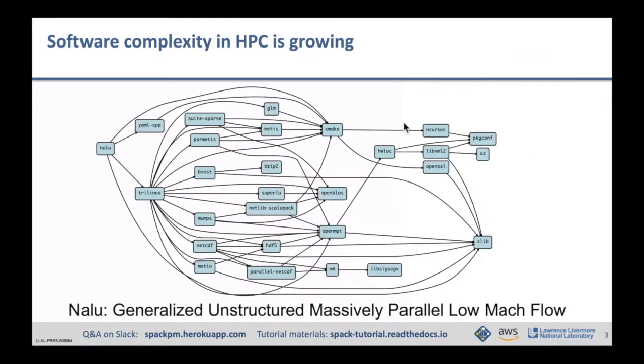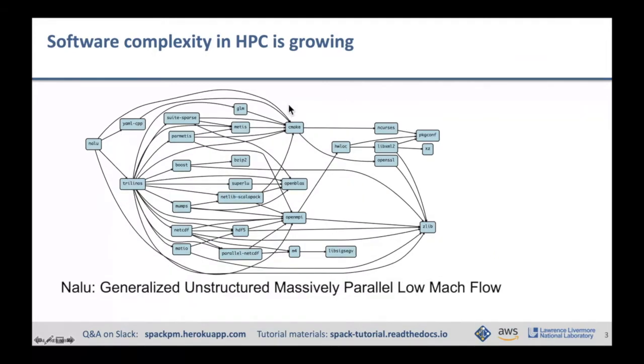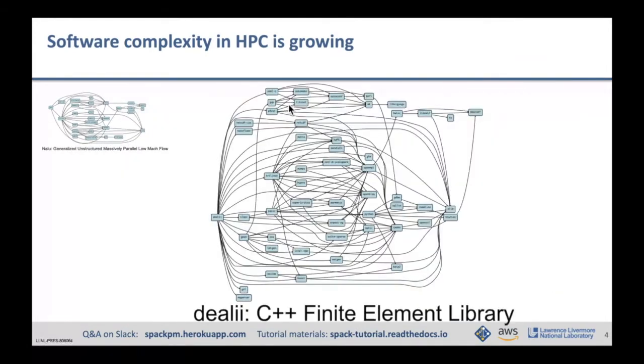If you look at a typical HPC app, this is NALU, a generalized unstructured, massively parallel low Mach flow app. This thing already has some large number of dependencies. Most of them are because it depends on Trilinos here, but this is not even a large application for HPC. If you look at DL2, this is a finite element library, it's even bigger.